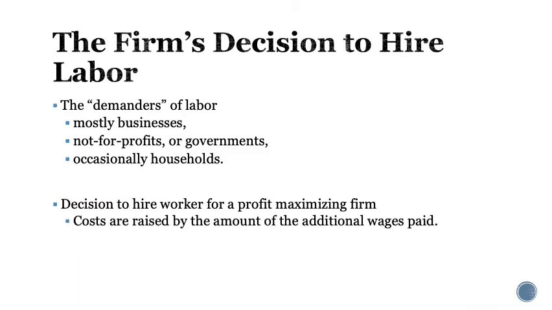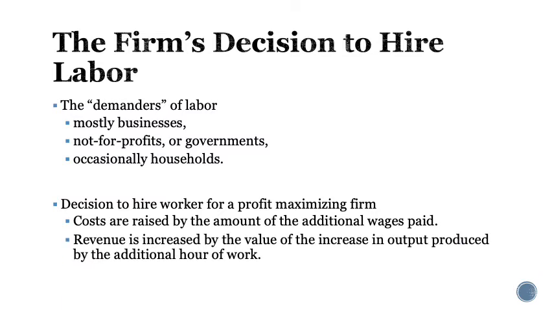The trade off is the cost that is raised by the amount of additional wages that are being paid to the new hire, and the benefit, which is the revenue, which is increased by the value of the increase in output produced by the additional hour of work, or the additional labor that is being hired. So, clearly, as long as the firm gets more additional revenue than it has to pay out in additional wages, it should keep hiring workers. But if it is getting less in additional revenue than it is paying out in additional wages, it should reduce the number of workers that it hires. And this is exactly what is captured in the labor demand curve for the market.